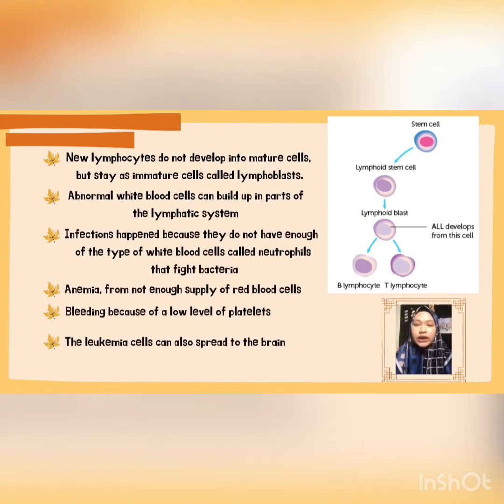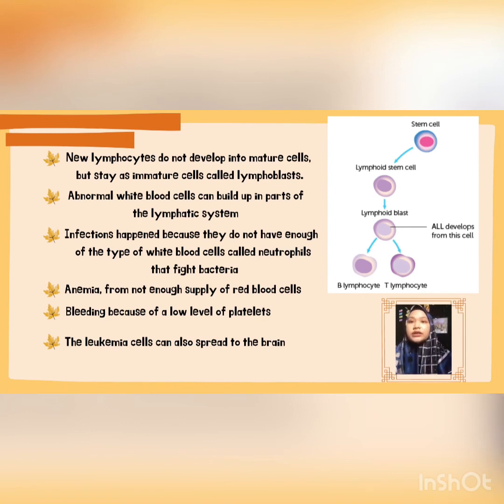This happens in the stem cell when DNA mutation happens in the bone marrow due to chromosome translocation. This mutation loses the ability to differentiate and divides uncontrollably in the bone marrow, and these cells are what we call lymphoblasts. So new lymphocytes do not develop into mature cells but stay as immature cells called lymphoblasts. As we mentioned earlier, these lymphoblasts proliferate and replace most of the bone marrow cells such as red blood cells, other types of white blood cells, and also platelets in our body.